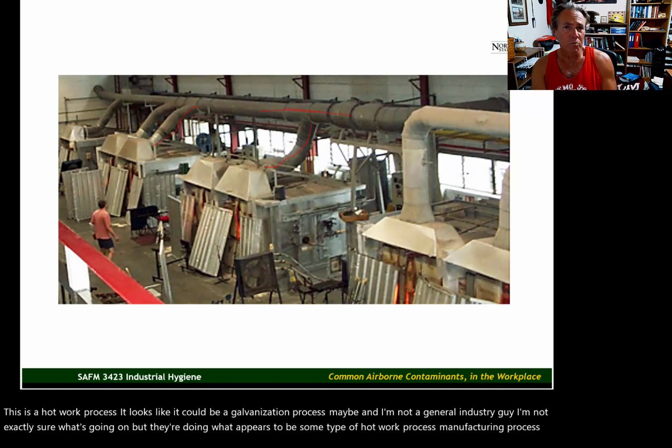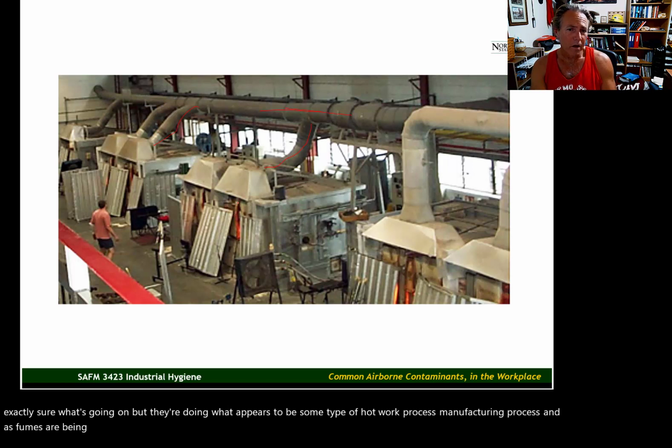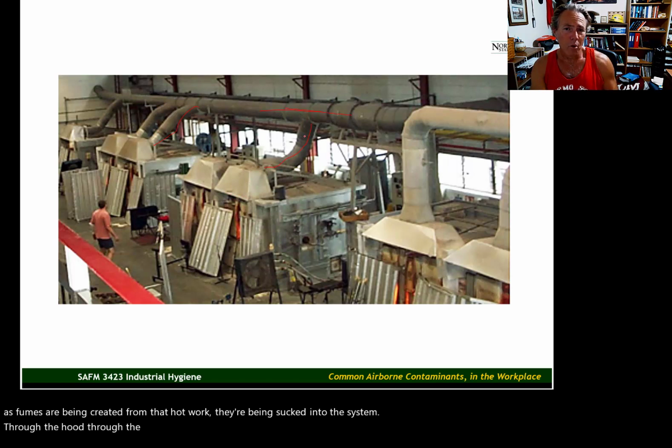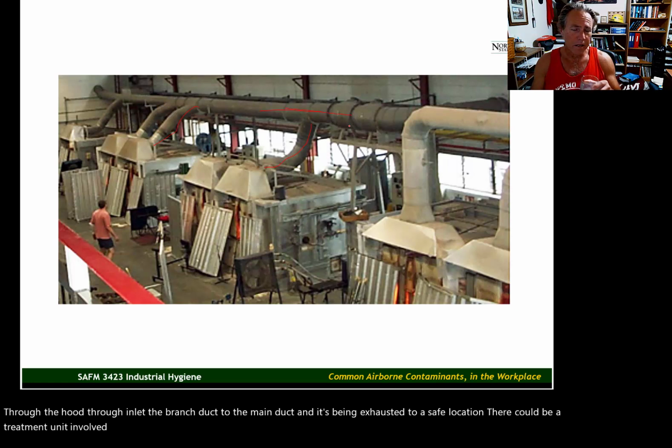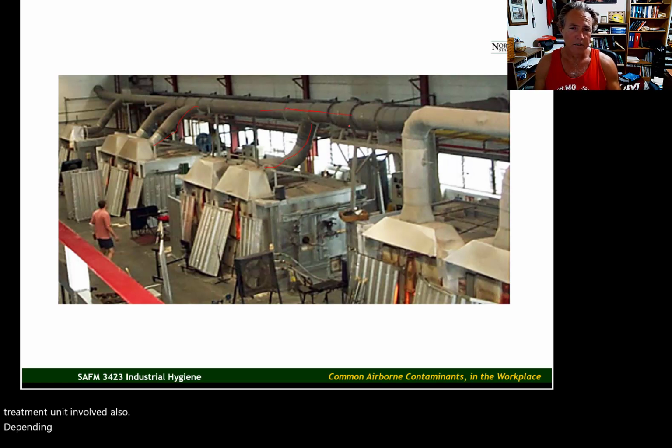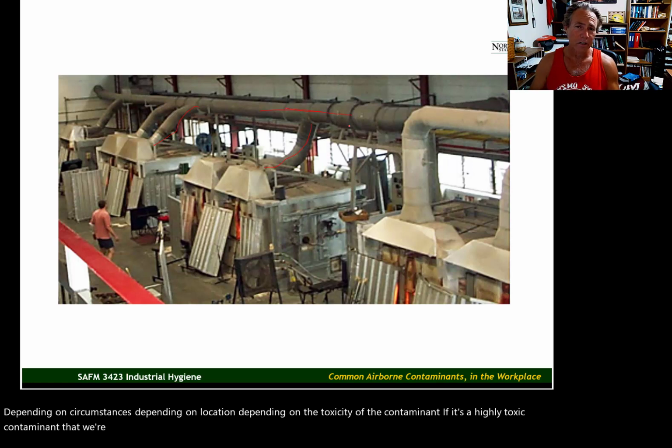And as fumes are being created from that hot work, they're being sucked into the system through the hood, through the inlet, the branch duct to the main duct, and it's being exhausted to a safe location. There could be a treatment unit involved also, depending on circumstances, depending on location, depending on the toxicity of the contaminant. If it's a highly toxic contaminant that we're talking about, you can't just release it into the air.